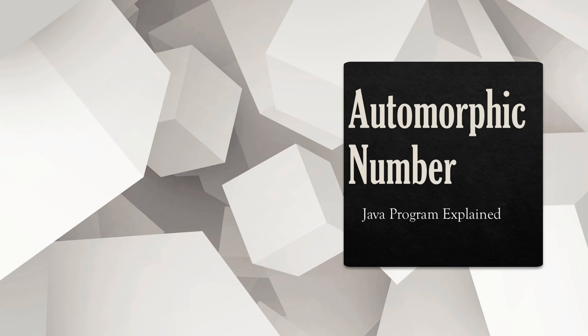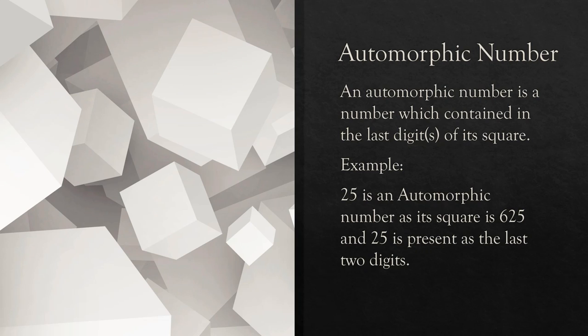So you are going to check the question. So understand what it is. An automorphic number is a number which is contained in the last digit or digits of its square. Example, you can see a 2-digit number, that is 25, is an automorphic number as its square is 625 and 25 is present as the last 2 digits. Since it is a 2-digit number, you have to take the last 2 digits. So if it is equal, then it is an automorphic number.